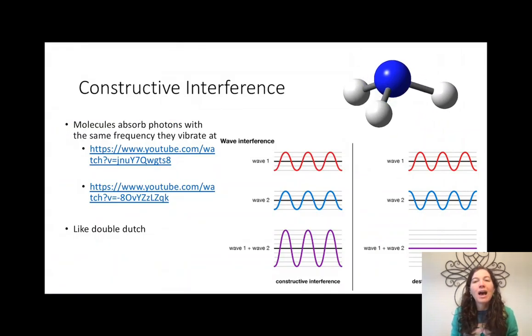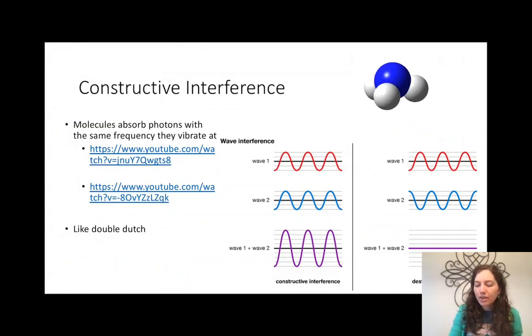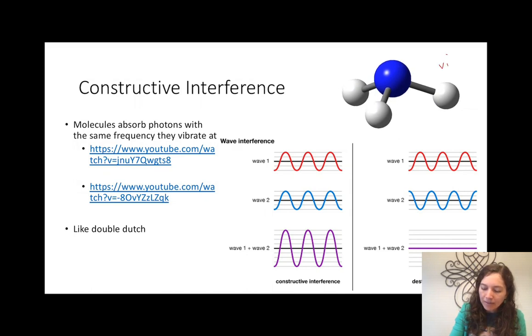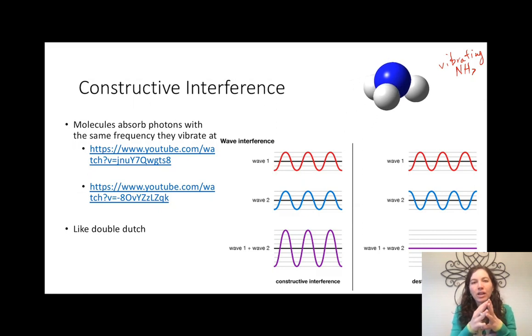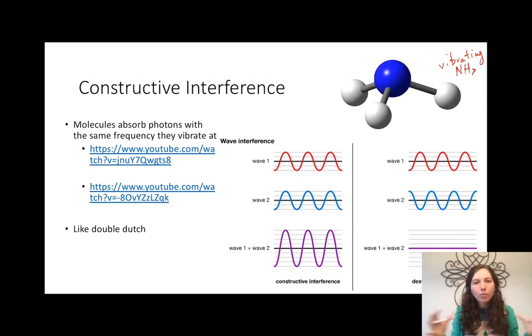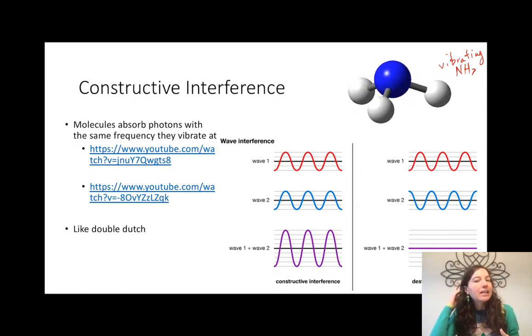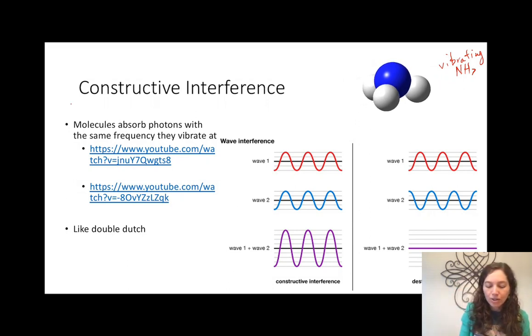So let's take a look at how this works. Here's a vibrating molecule, this is actually ammonium. You can see it stretching like this. And when you hit this with electromagnetic radiation, it can cause this to happen more. The reason that this happens is through this thing called constructive interference.